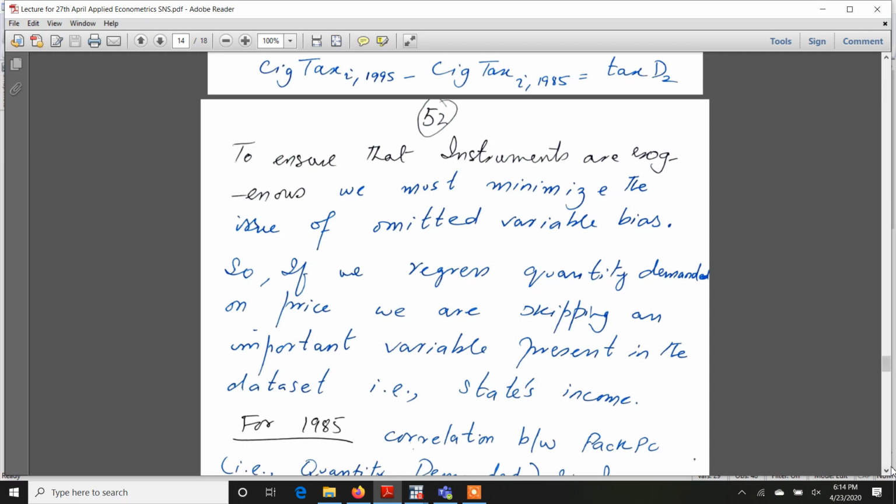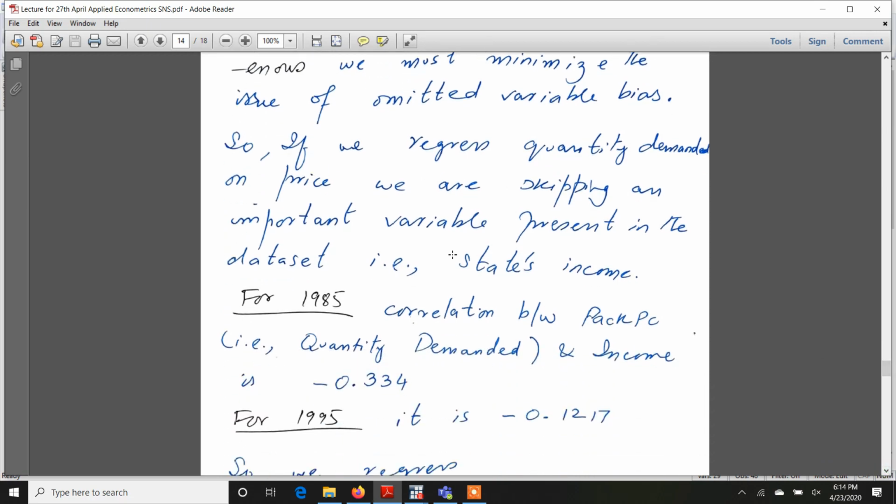If we regress quantity demanded on price, we are skipping an important variable present in the data set, that is the state's income, right? The price set by the supplier also depends upon the general income pattern in that state. Accordingly, if it's a district earning higher, the price will be set in a different manner. If it's a district whose income is low, so the purchasing power is low, accordingly the price charged will be different. So we include the state's income in our regression.